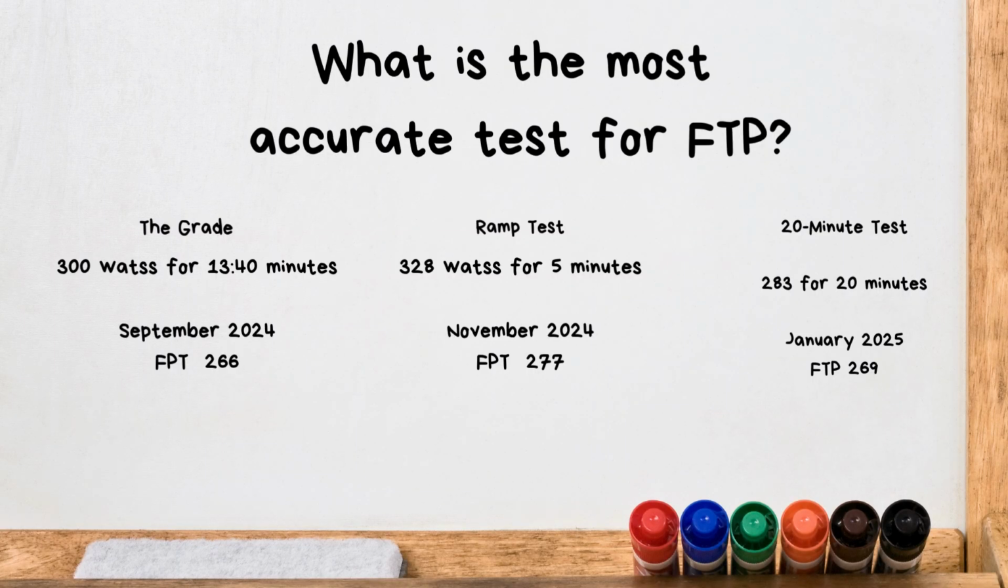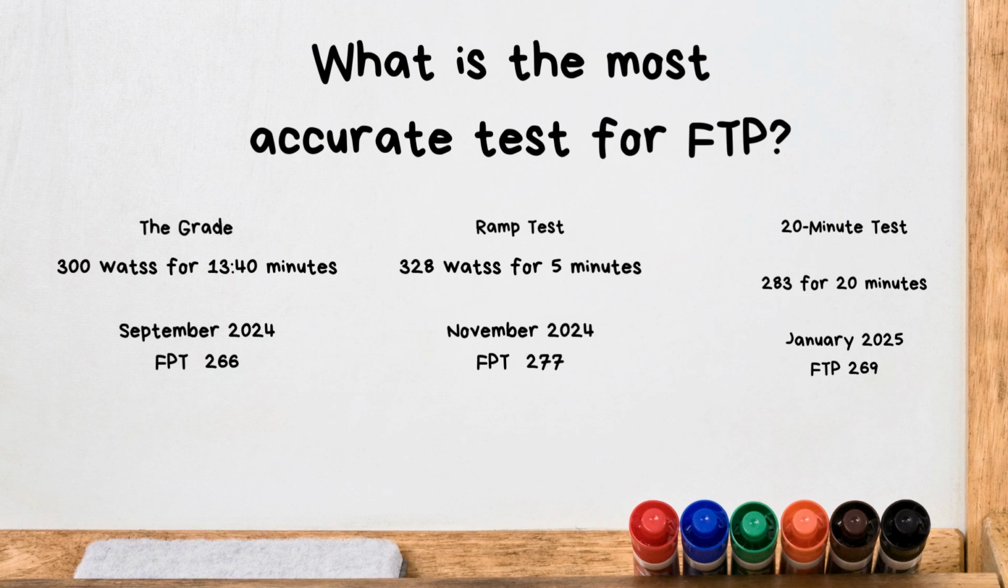After completing all 3 tests, let's break down the results and see which one was the most accurate. The grade, September 2024. I climbed at 300 watts for 13 minutes and 40 seconds, resulting in an FTP estimate of 266 watts. A bit on the lower side.